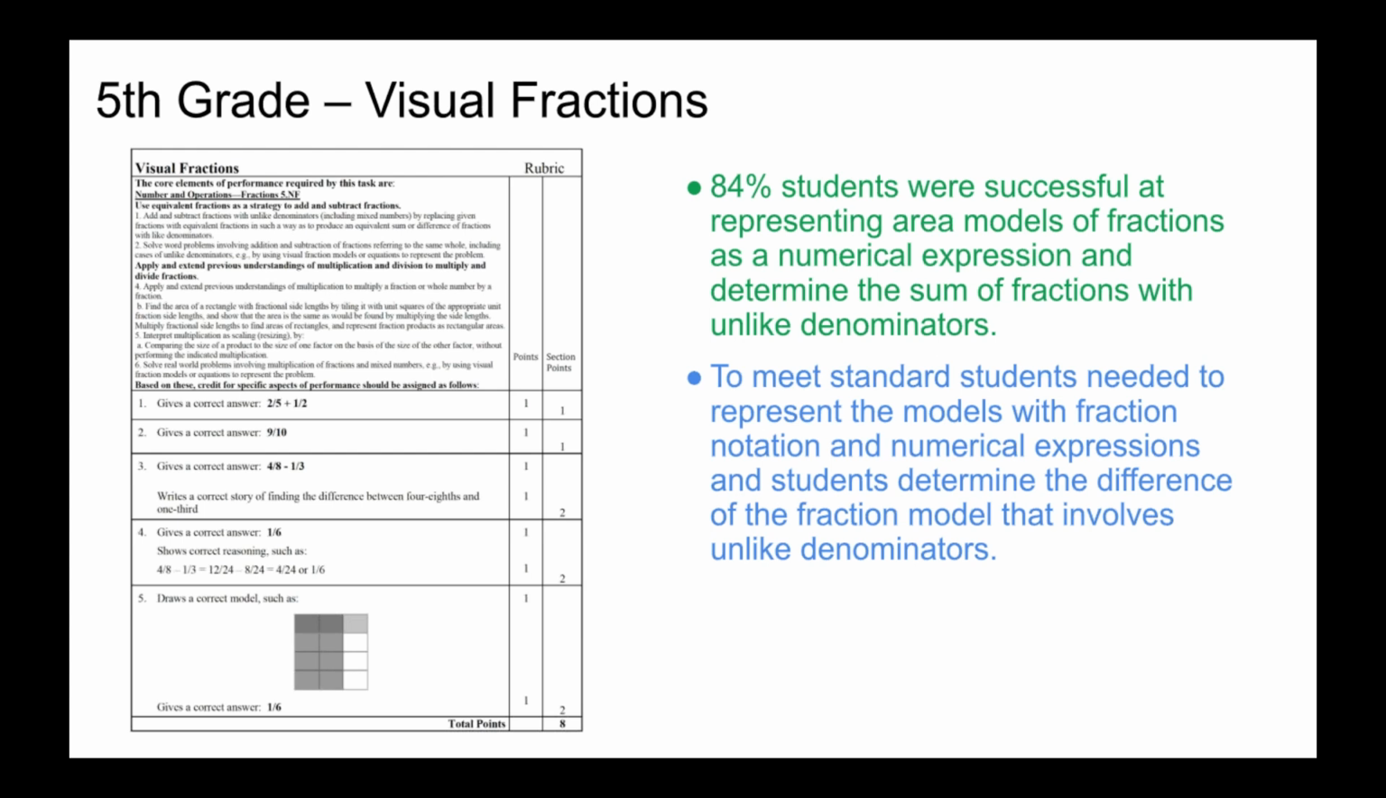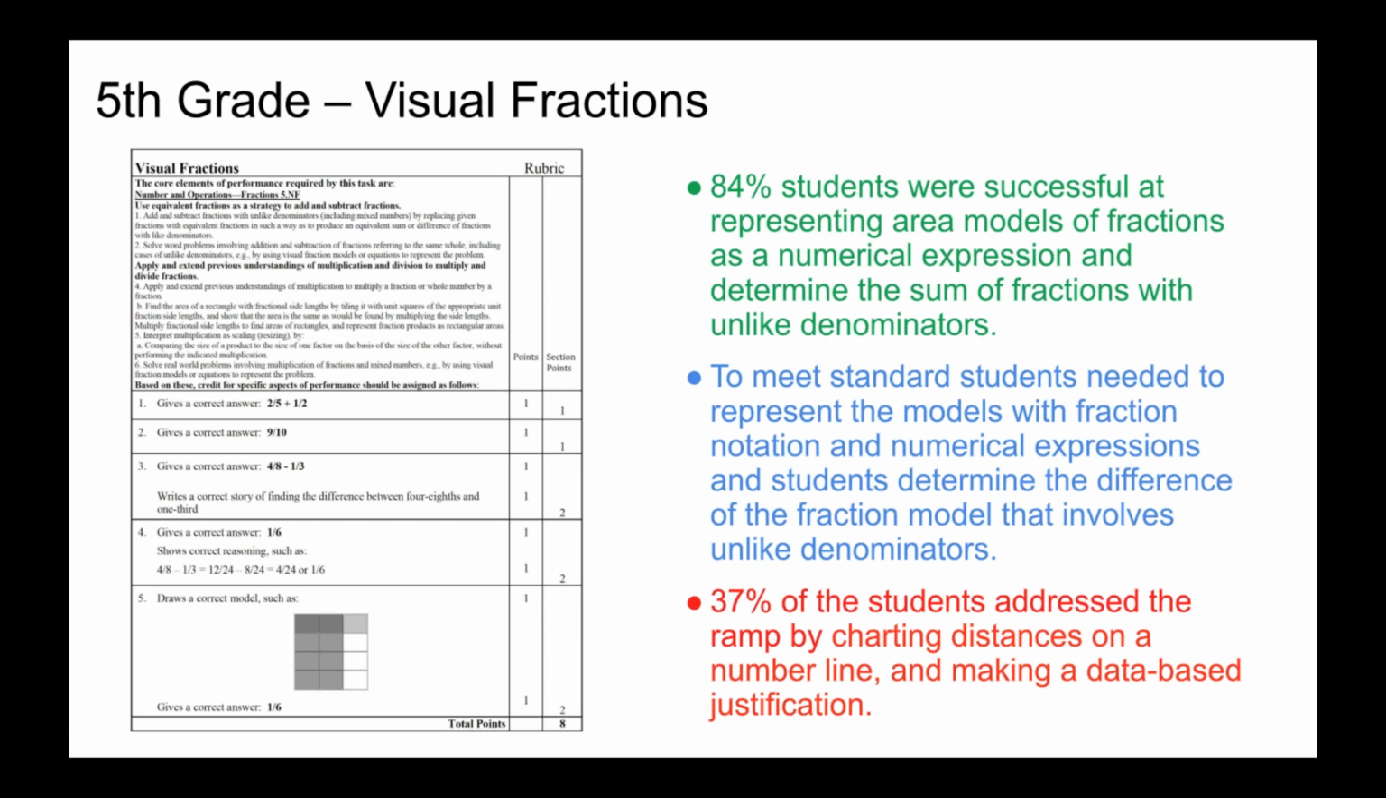So just like we said before, the different levels. For this particular task on visual fractions at 5th grade, 84% were able to meet minimal access into the program. And then it explained what was required to meet standard. And then 30% of the students were able to do that high ramp, the high ideas.